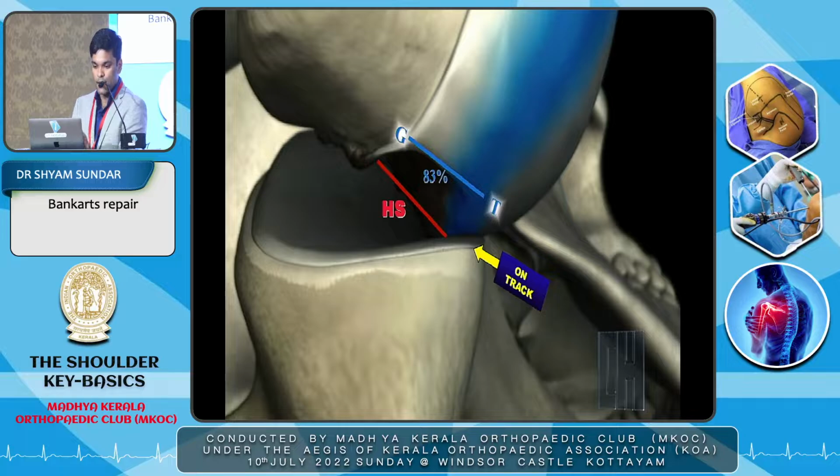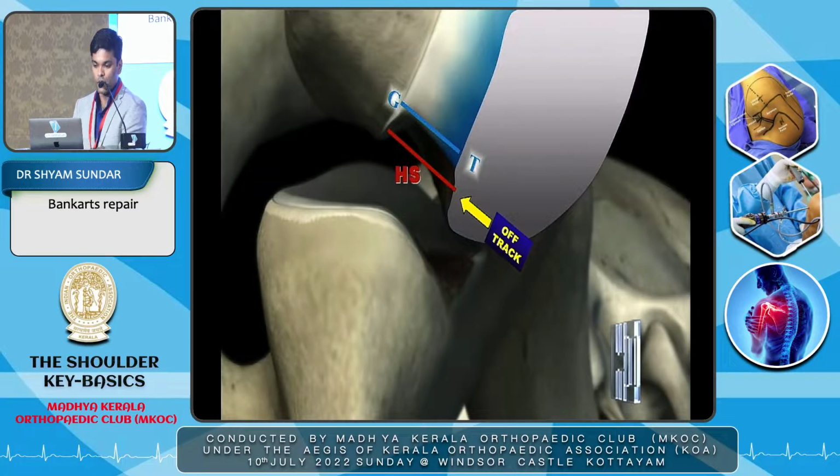When there is a Hill-Sachs lesion and a normal glenoid, the Hill-Sachs will not go and engage onto the anterior glenoid. So this is an on-track lesion. When there is an anterior Bankart lesion or any anterior glenoid erosion and the presence of a Hill-Sachs, the Hill-Sachs goes and gets locked onto the anterior glenoid in the position of risk, that is, at risk position. So this is called an off-track position.